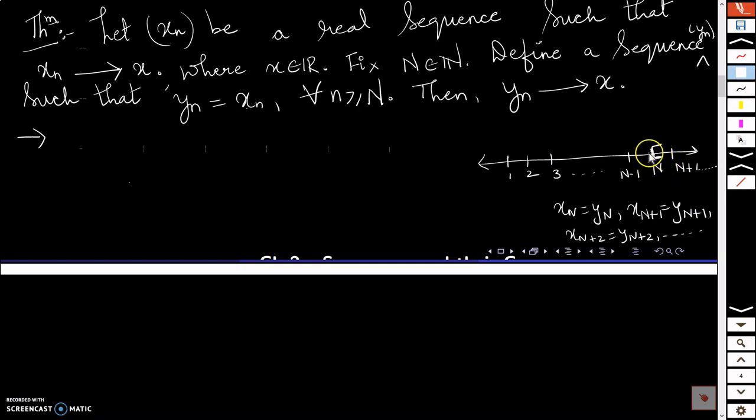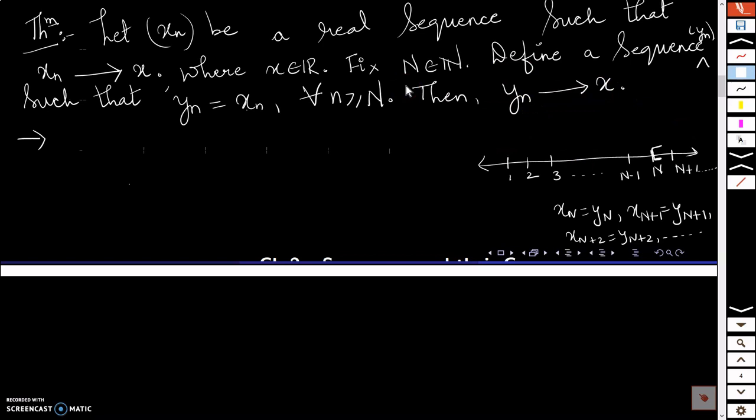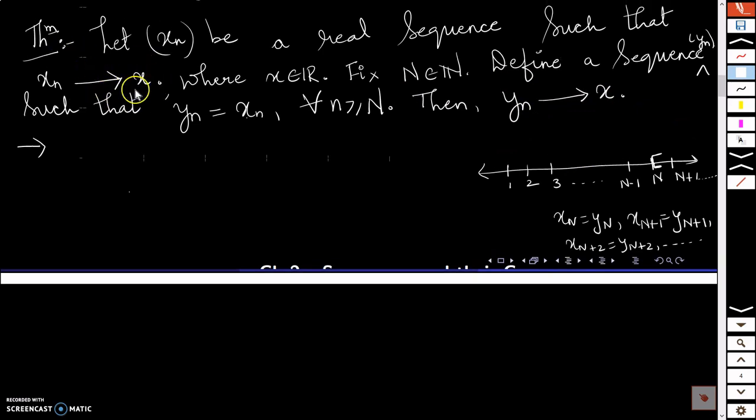So I can say that there exists a stage after which the terms xn and yn are the same, and that stage is this capital N. Then the sequence yn also will converge to the same point to which the sequence xn was converging, that is x. So this tells us that even if you remove the first finitely many terms of a sequence, that does not affect the convergence of the sequence. If I remove the first 500 terms of a sequence, I will get a new sequence, and the new sequence will converge to the same point where the original sequence was converging.